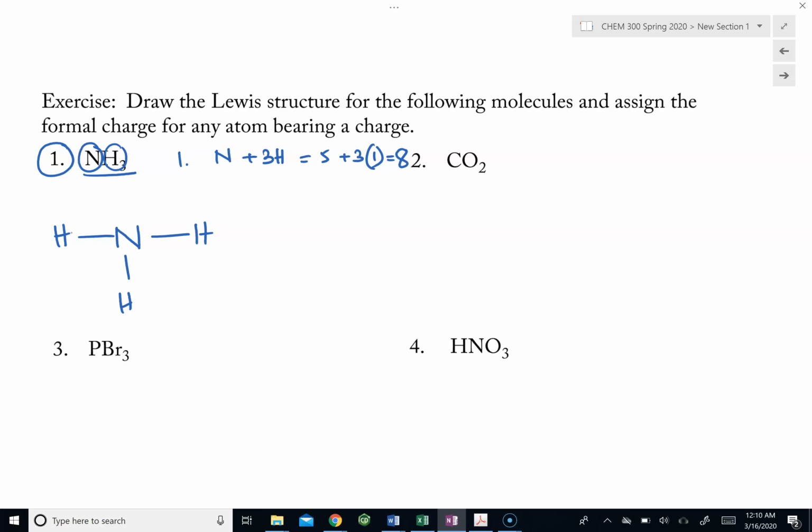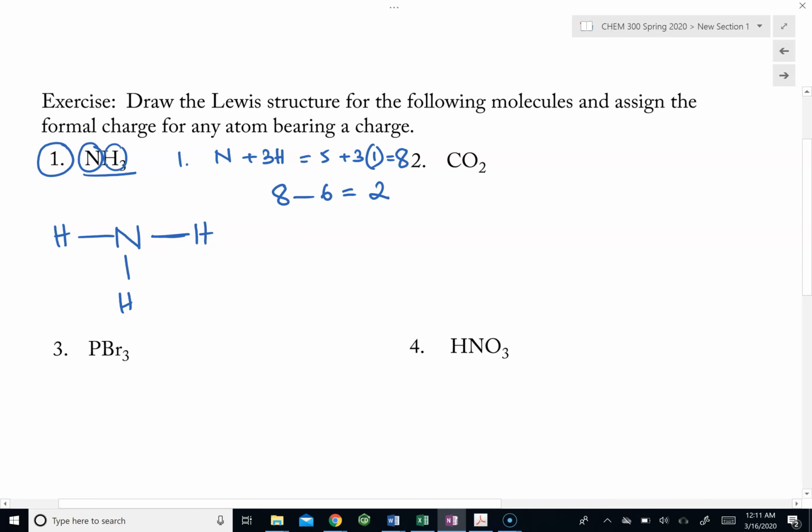And as we draw this skeletal structure, we are using up 6 out of our 8 total valence electrons because we drew 3 bonds. So here in this case, we started out with 8, and now we have used 6 valence electrons to form the skeletal structure. So therefore, we have 2 remaining.